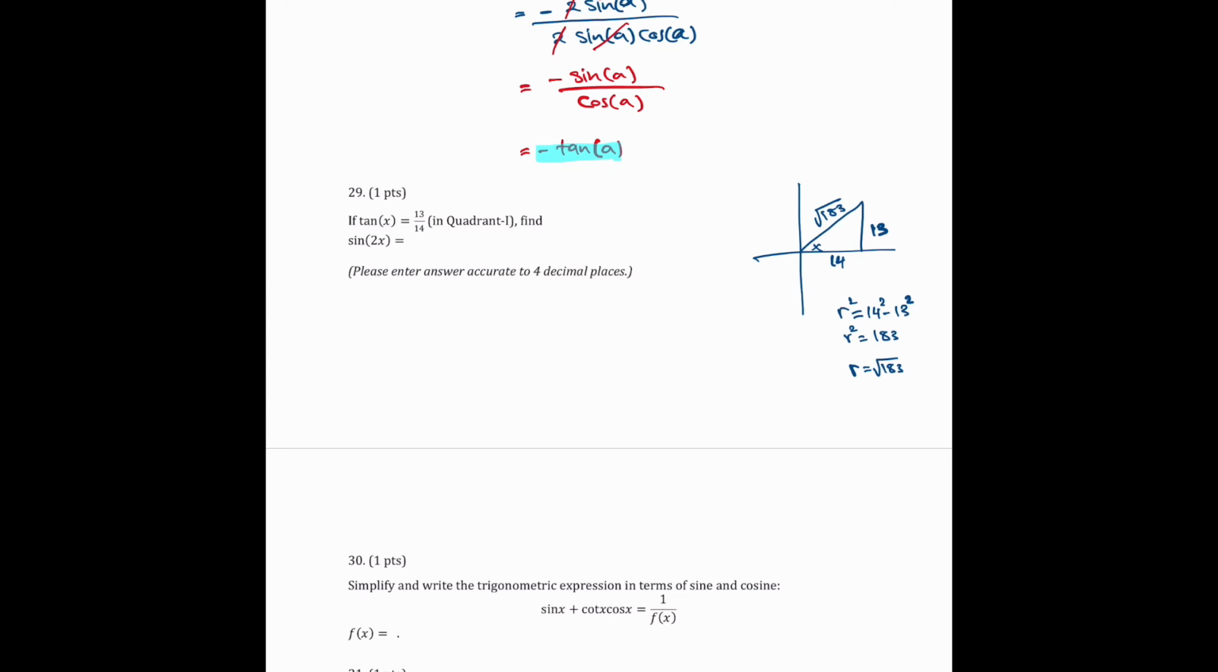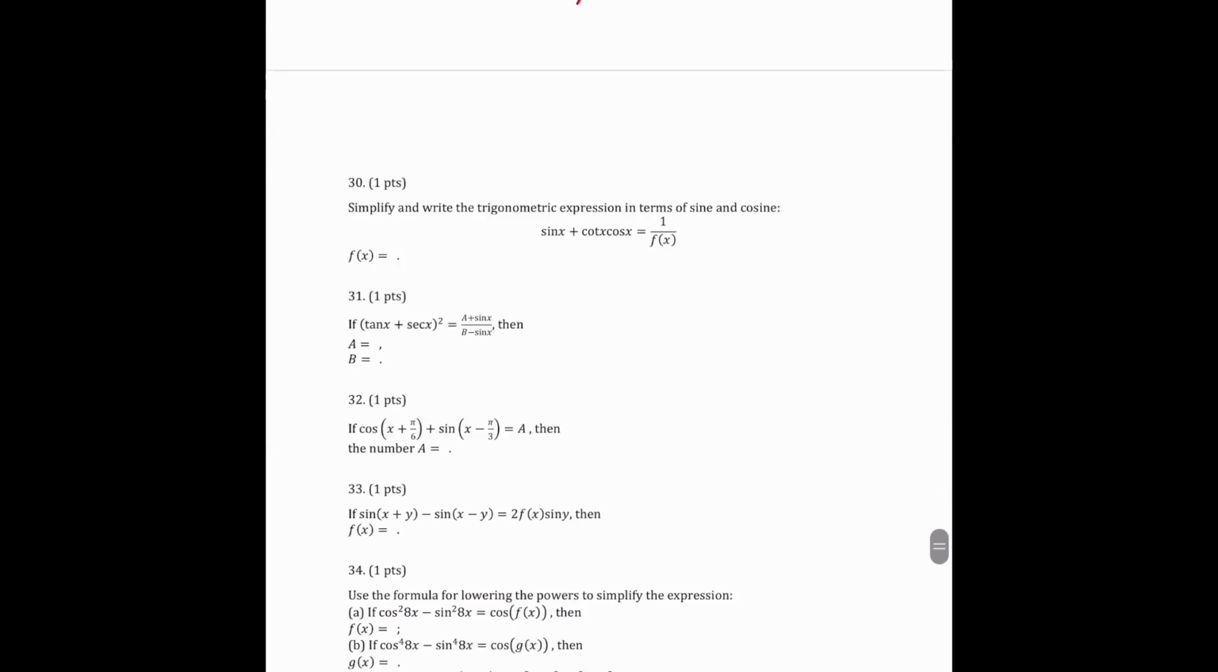Okay. Now, sine x, I'm going to write it in a different color. So sine x is 13 square root of 183 over 183. Rationalize. Cosine x is adjacent over hypotenuse. Rationalize that. You get 14 square root of 183 over 183. Tangent. We need sine x. Sine 2x is equal to 2 sine x cosine x, which is 2 times 13 square root of 183 over 183 times 14 square root of 183 over 183. And I'm just going to leave it like that. You can do the math later.